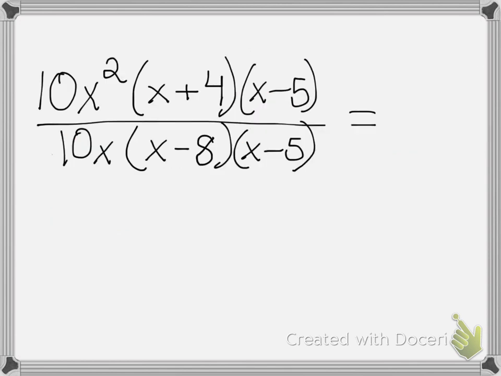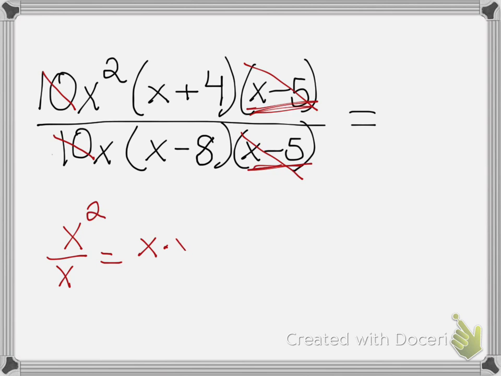Let's look at one more example. As you can see, the x minus 5s both are in the numerator and denominator, so they will divide out. I also have a 10 that will divide out in the numerator and your denominator. But if you notice right here, I have x squared over x. Let's talk about that. When you see something like this, what you're really looking at is x times x over x. And one of the x's will divide out, which just leaves you with one x in the numerator.